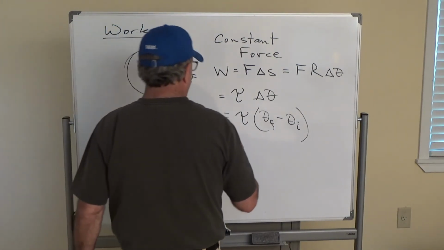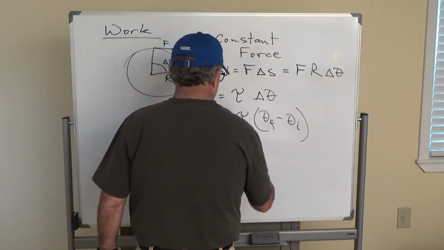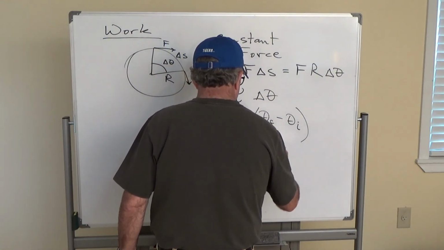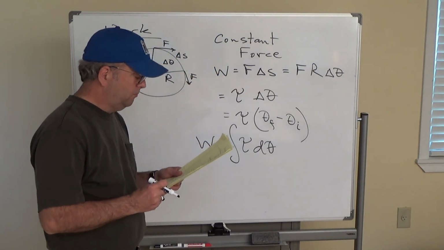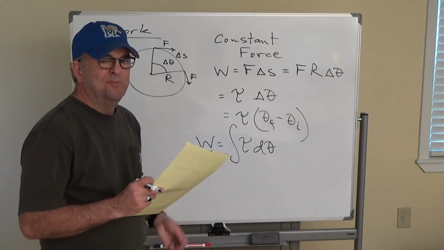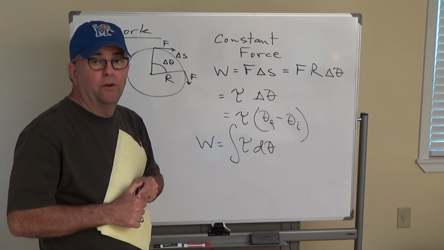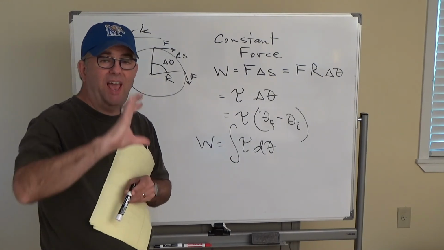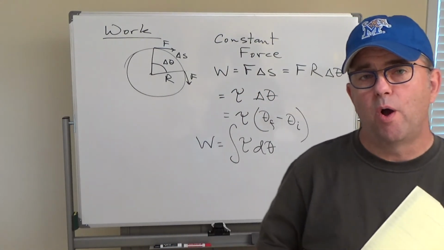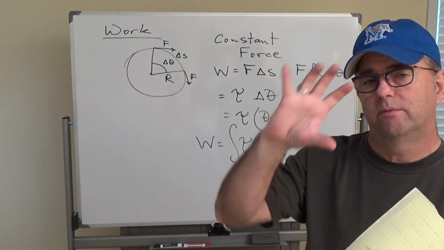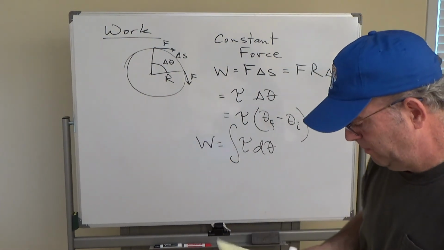For the calculus version, the work is equal to the integral of the torque times d theta. So if you want to know how much work is being done on an object, torques produce angular accelerations, so if you want to know how much work is being done by a torque through an angle, that gives you the work in joules.